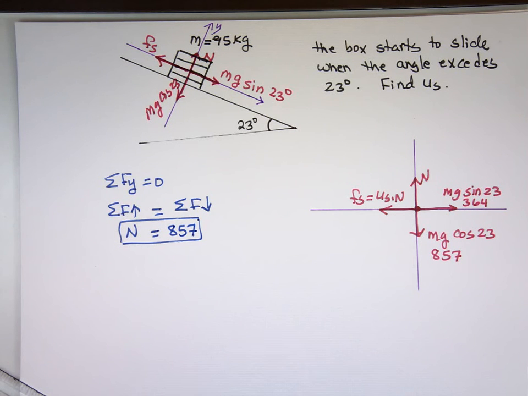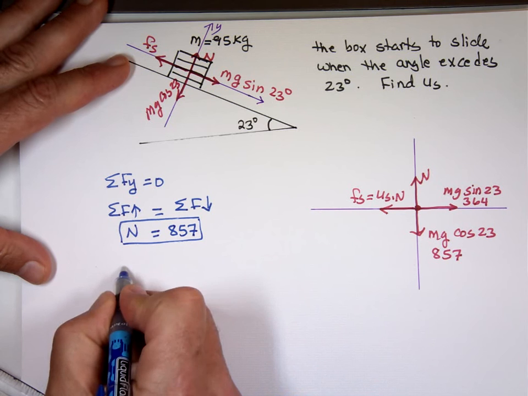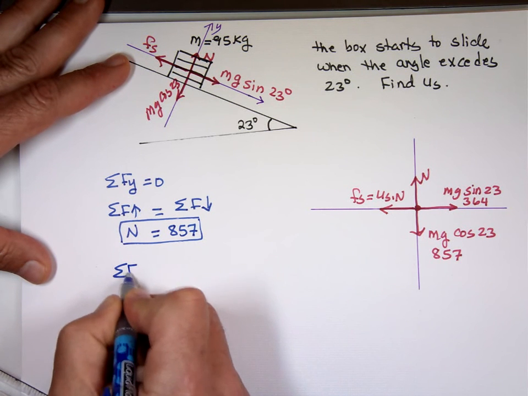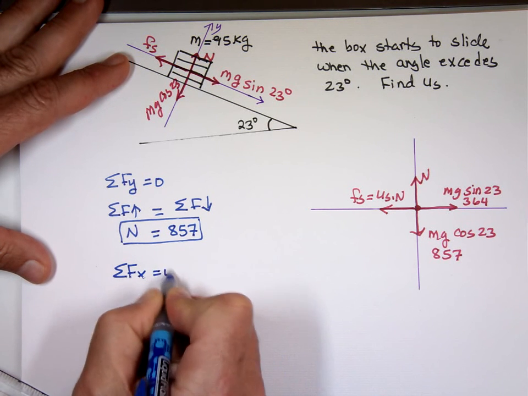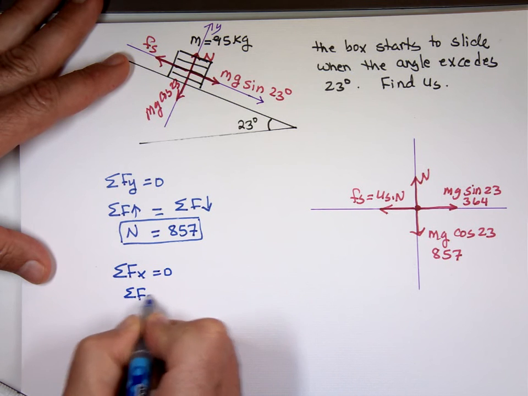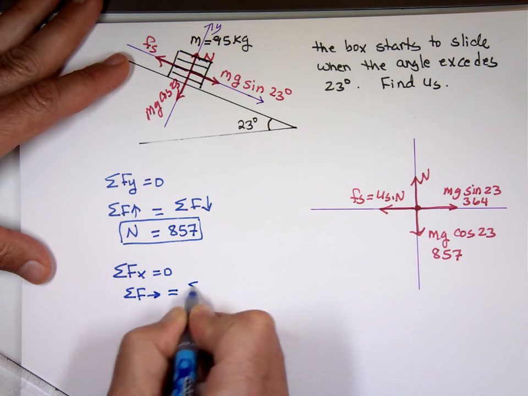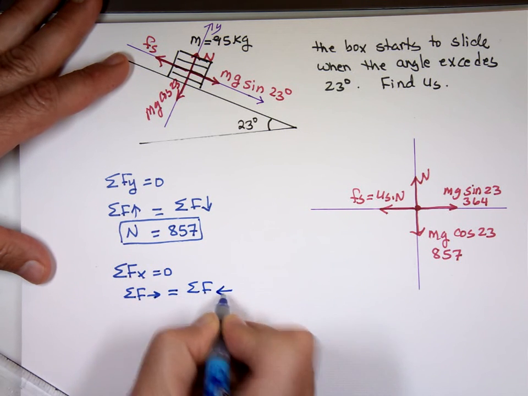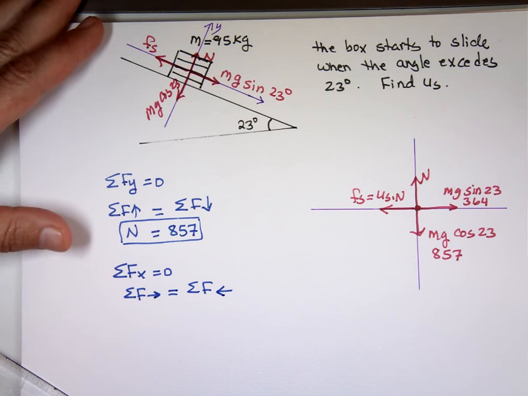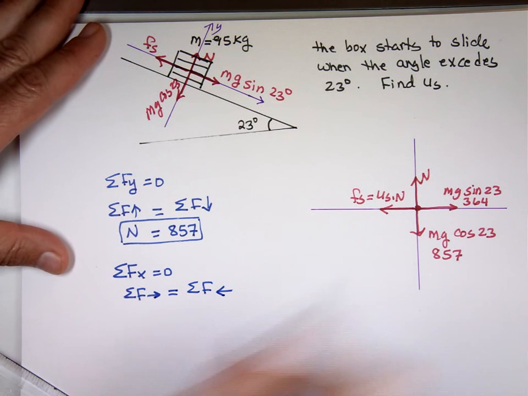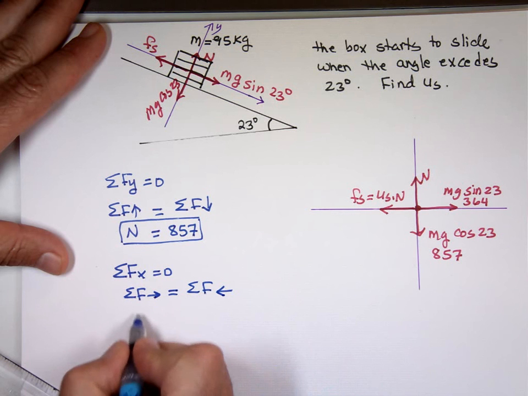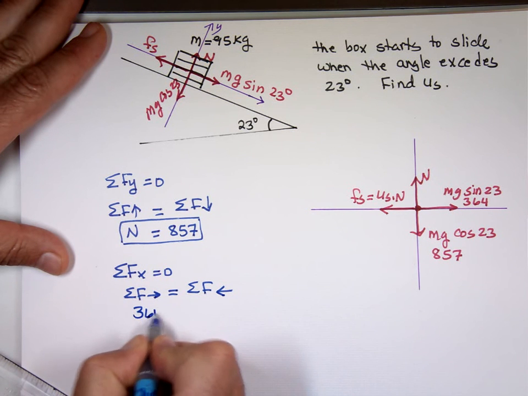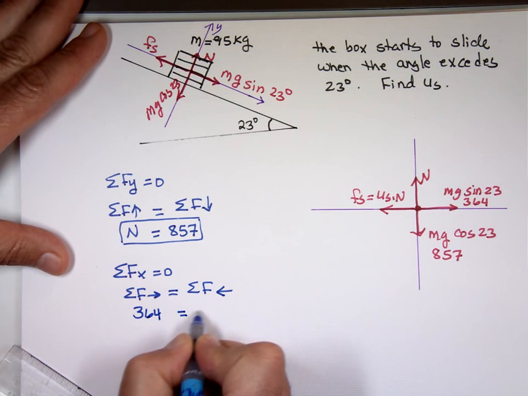Also, if the box is not moving, we have equilibrium in the x direction. That means all the forces pointing to the right should equal all the forces pointing to the left. What do we have pointing to the right? 364. And what do we have to the left? F of S. So now I know what F of S is.